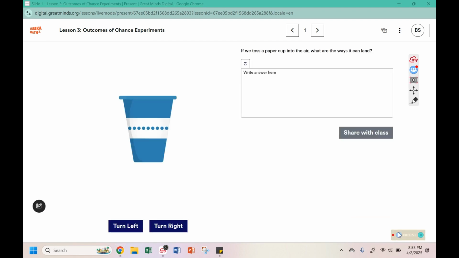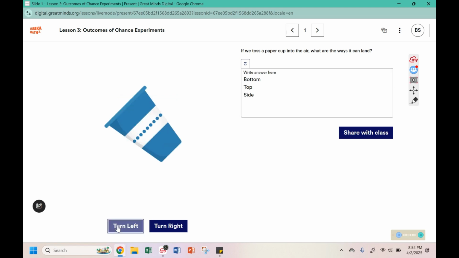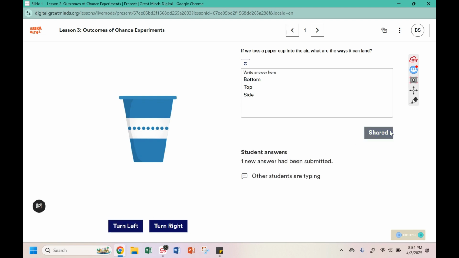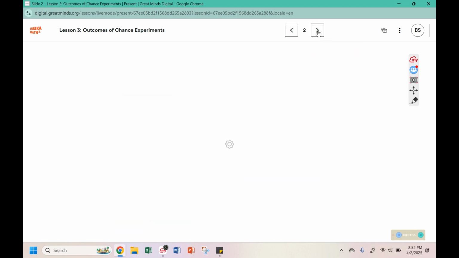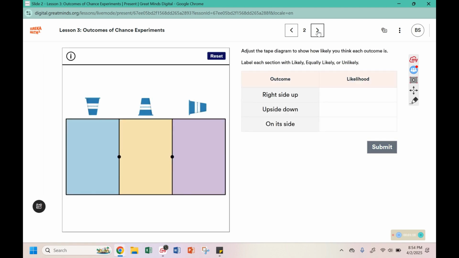If we toss a paper cup into the air, what are the ways it can land? It can land on the bottom, it can land on its top, or it can land on its side. Adjust the tape diagram to show how likely you think each outcome is. Label each section with likely, equally likely, or unlikely.